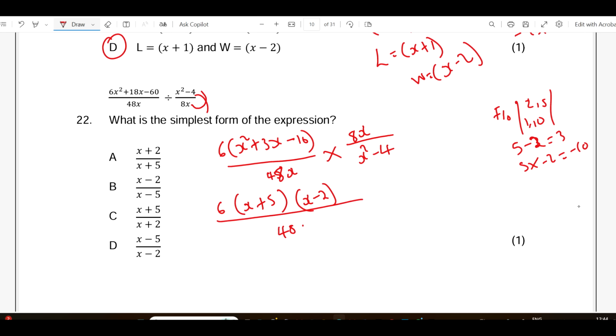Everything divided by 48x. 8x, this is a difference of two squares. On the bottom I have x minus 2, x plus 2, because this 4 is a perfect square. So this one and this one will cancel. This one and this one will cancel.